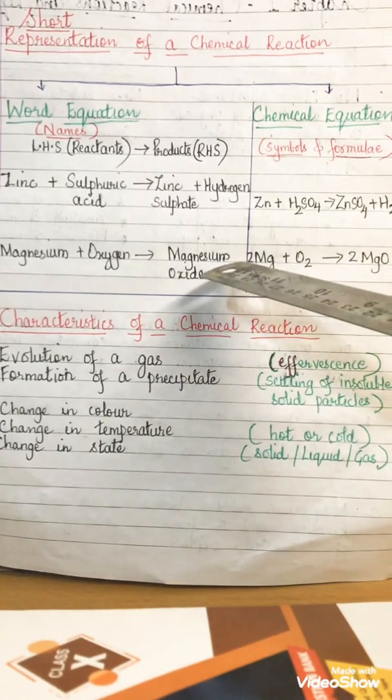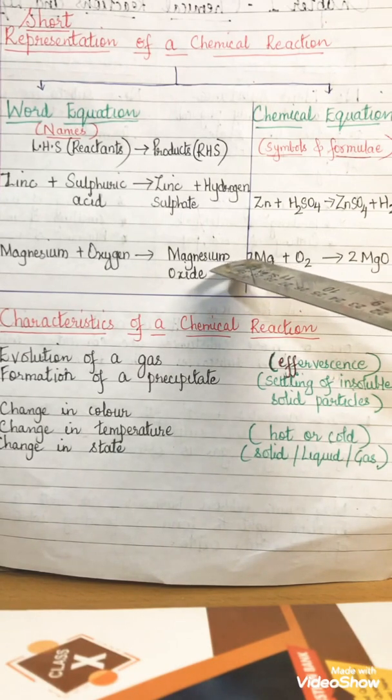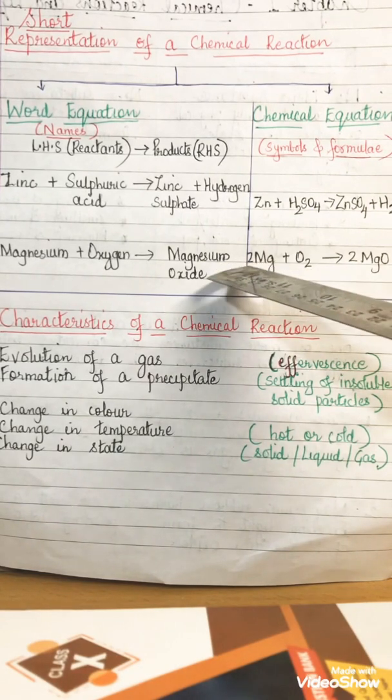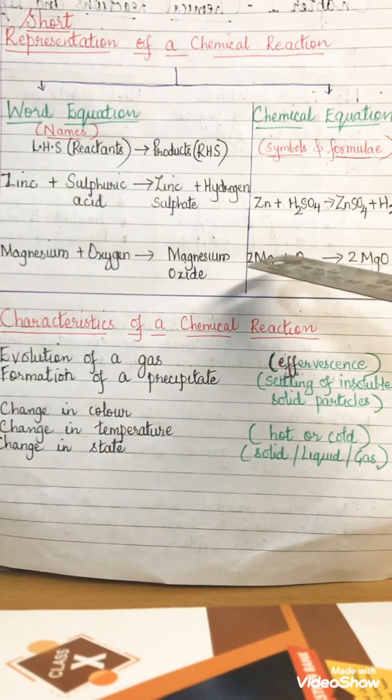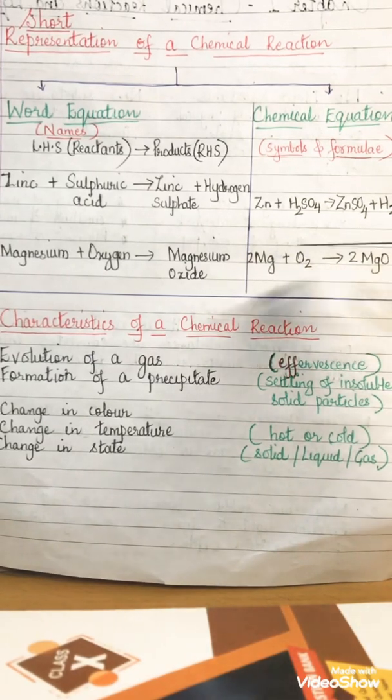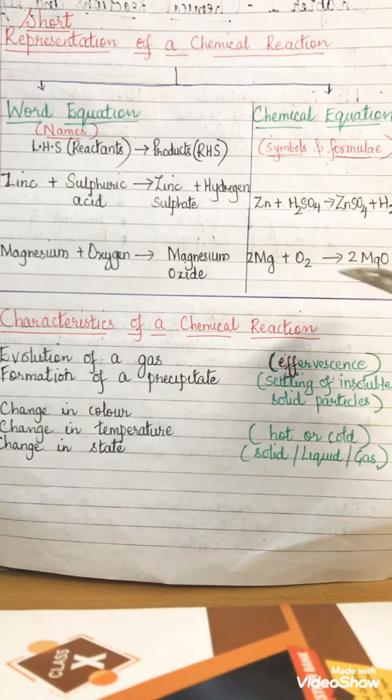Now you must be wondering, what is this 2? Why is this 2 written in front of Mg and again here a 2 is written in front of MgO? Well, those numbers are written to balance the equation. Balancing of a chemical equation we will be learning later.